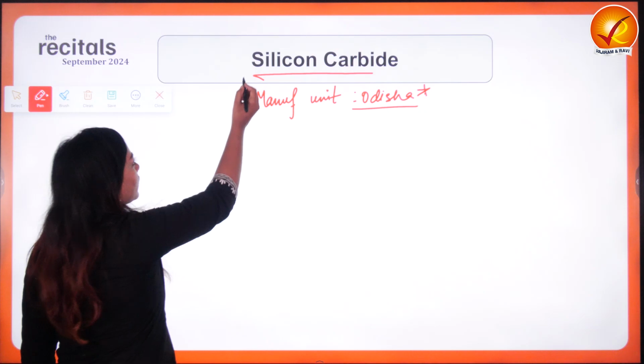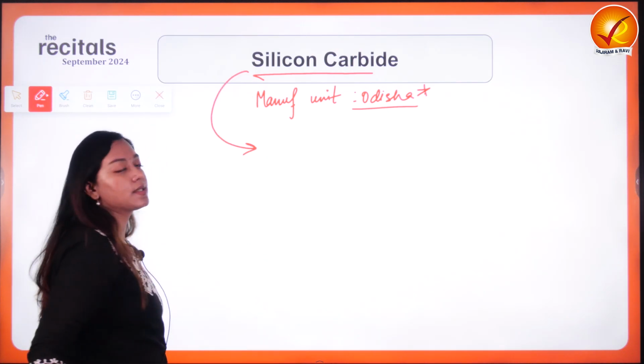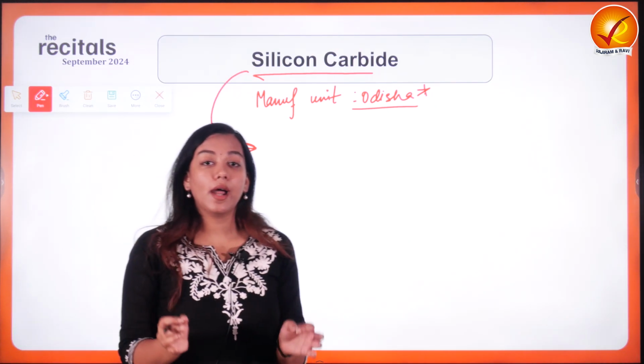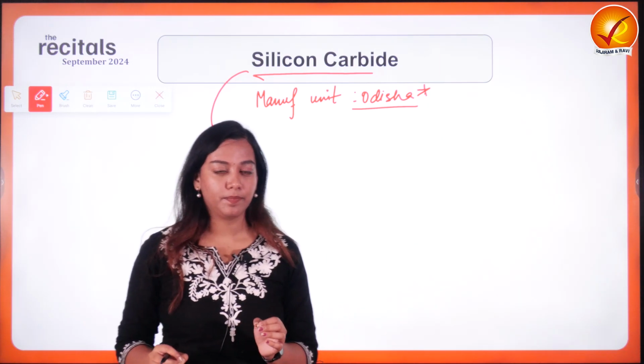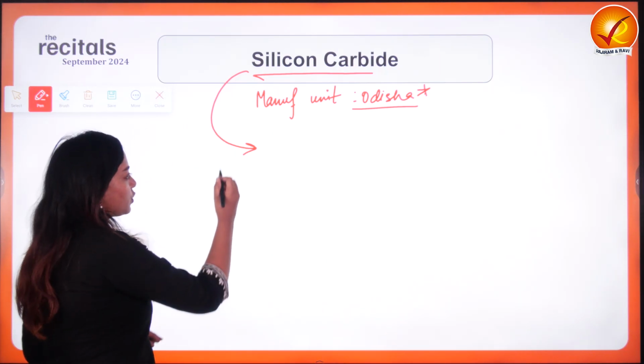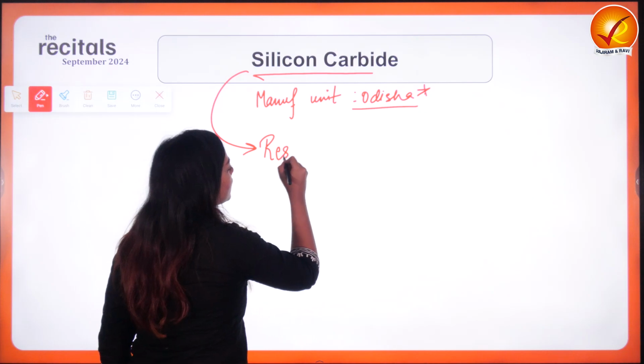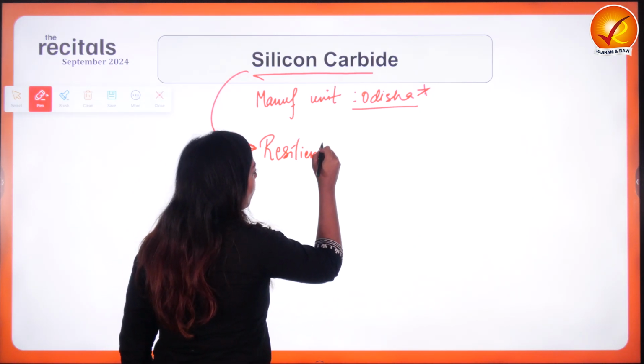Talking about this compound, it is also known as the world's second hardest compound after diamond. So think about its resilience. It is known to be one of the most resilient compounds.